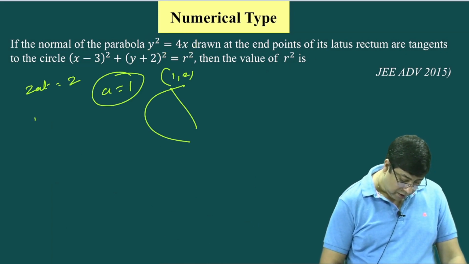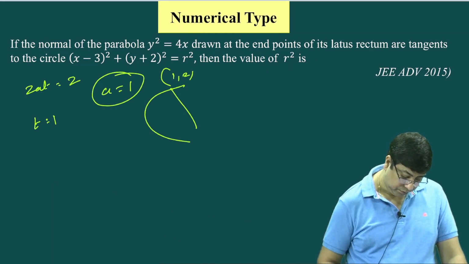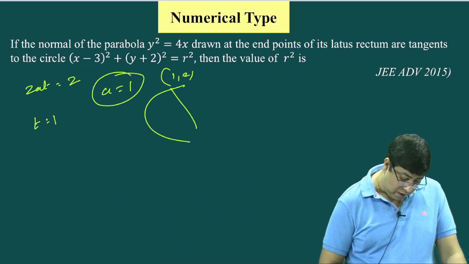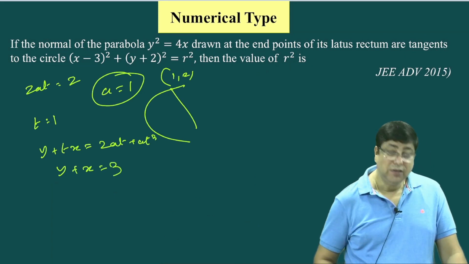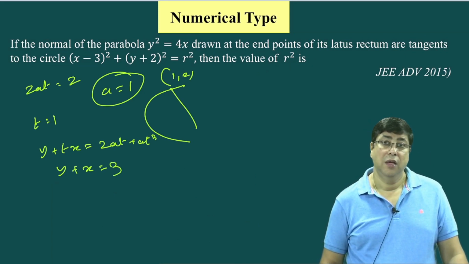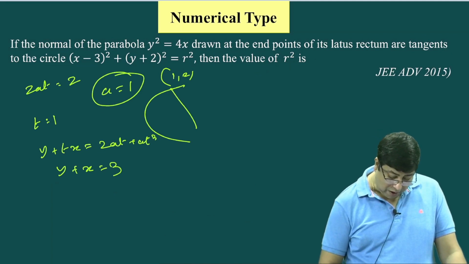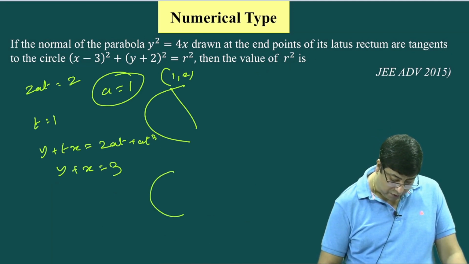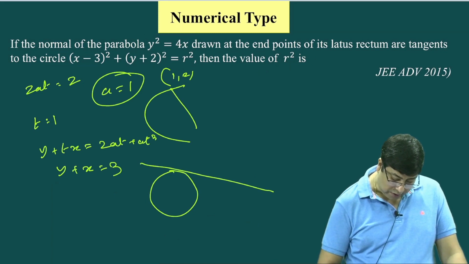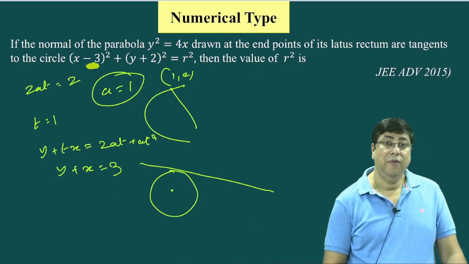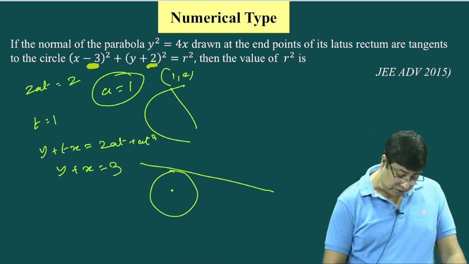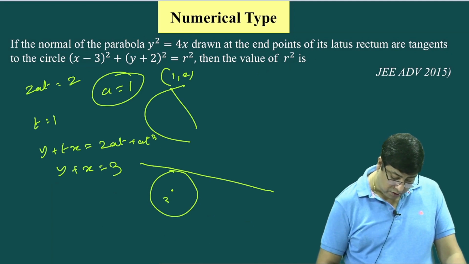Now, we can say t equal to 1. Therefore, we can apply y plus tx equal to 2at plus at cube. Therefore, y plus x equal to 3. This is the normal. This is a very easy, very comfortable question. So y plus x equal to 3 is the tangent to the circle, and the center of the circle is 3 comma minus 2, and the radius is r.